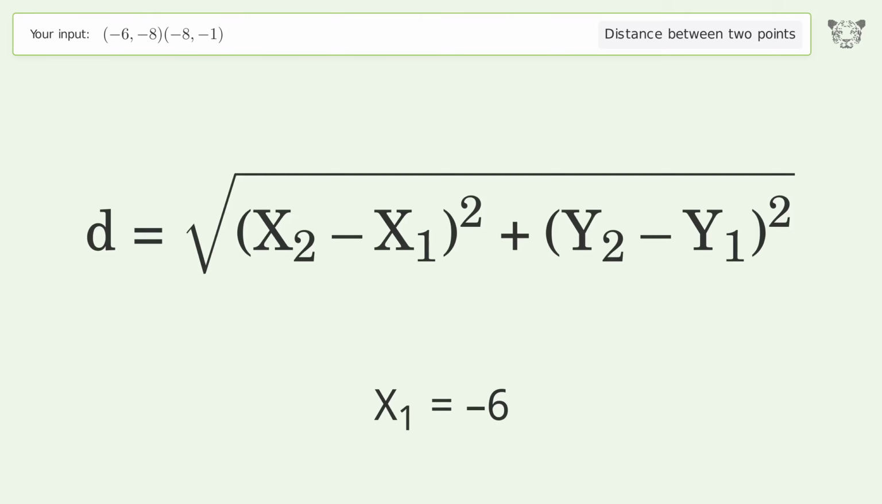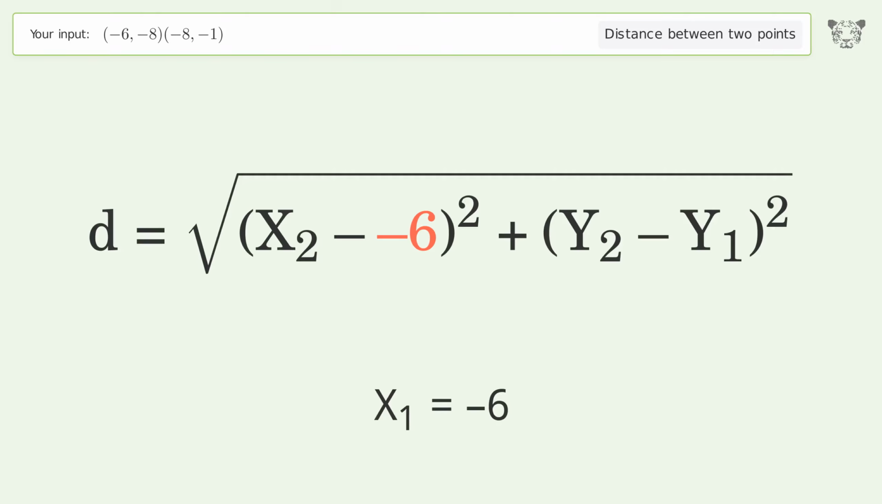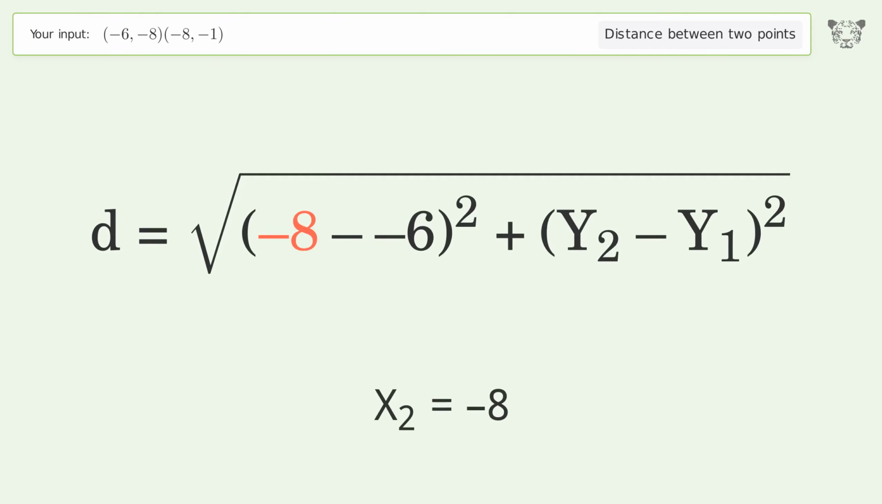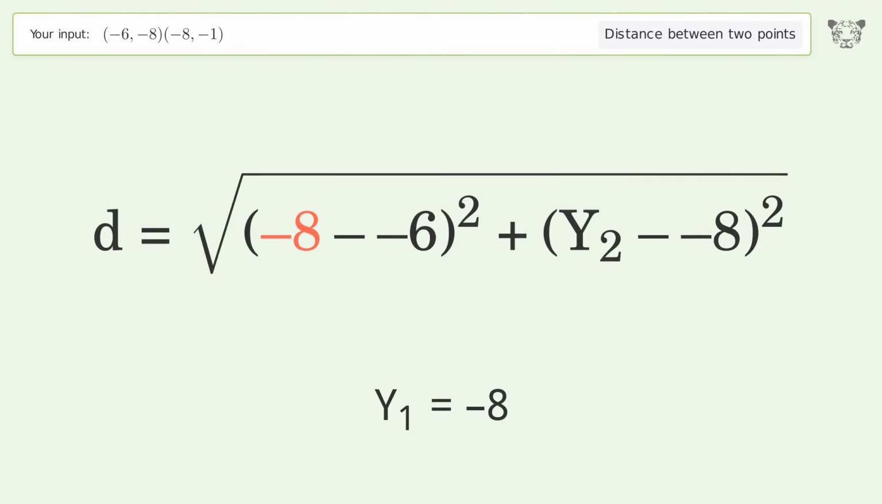x1 equals -6. x2 equals -8. y1 equals -8. y2 equals -1.